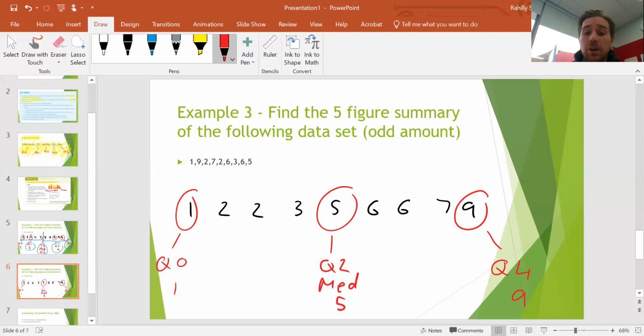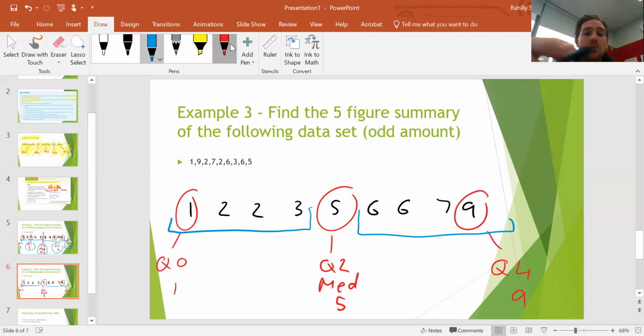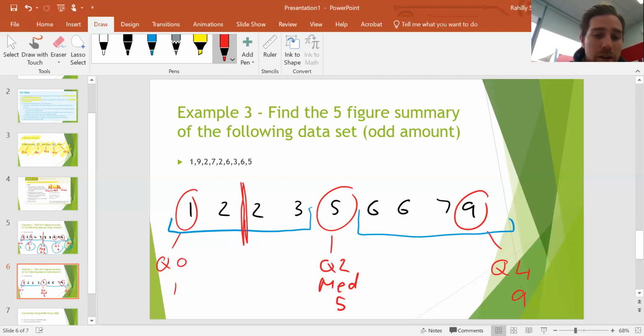Now this is where it gets a little bit different, because we do not include our median when we break down the others into 2 halves. So this is our group, and this is our group. Then we split those down the middle to find our Q1 and our Q3. Out of these 4, the split is directly in there. So our Q1 is 2 plus 2 divided by 2, which is 4 divided by 2, which gets us to 2. So our Q1 is 2.